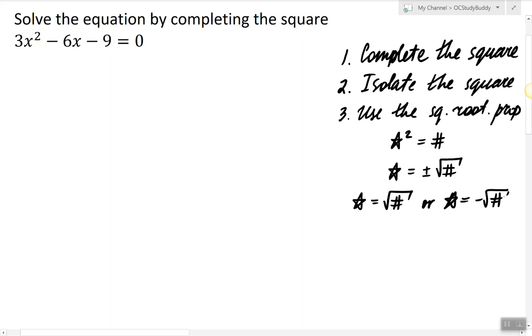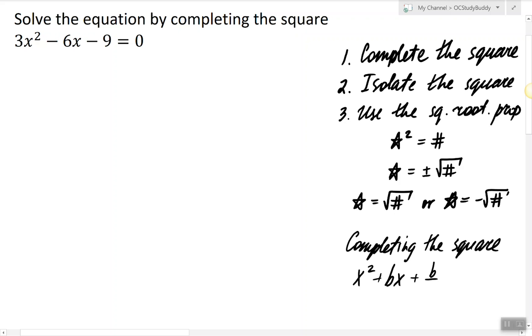So let's solve this equation by completing the square. Also, let's recall that to complete the square, we have to have an expression that looks like this, and we complete the square by adding half of b squared, and then it becomes x plus half of b squared. And if the sign in front of the x is negative, then that negative just becomes the subtraction inside of the parentheses.